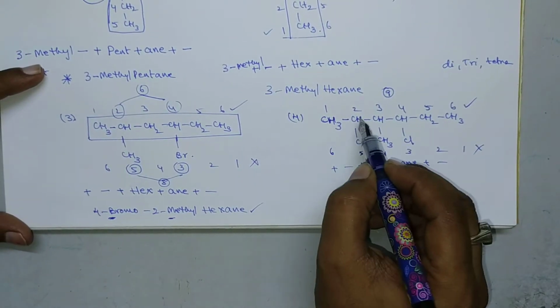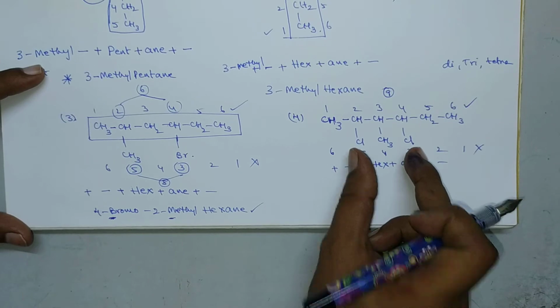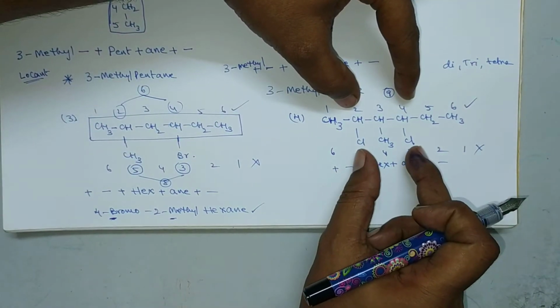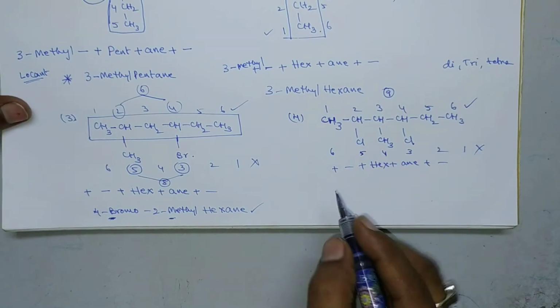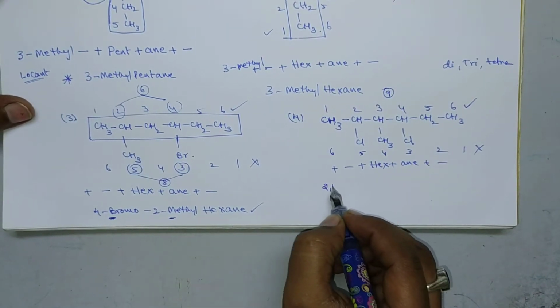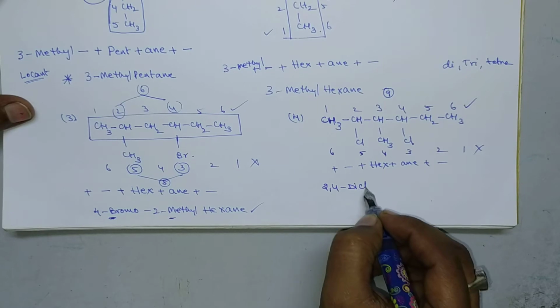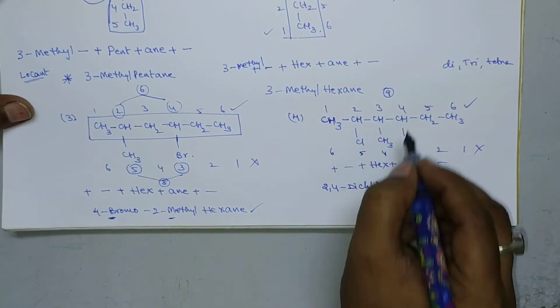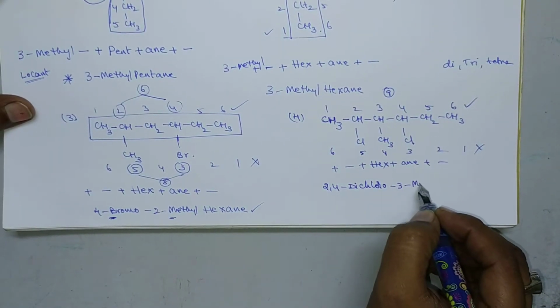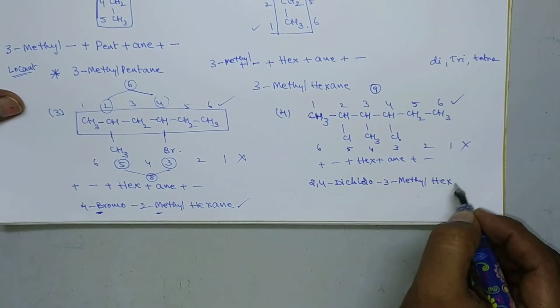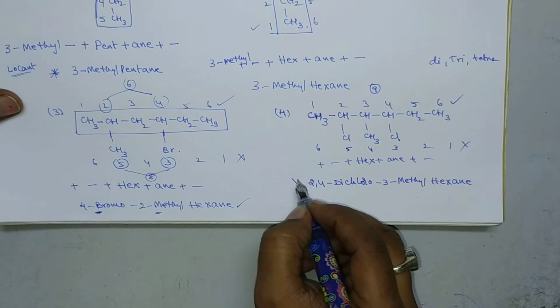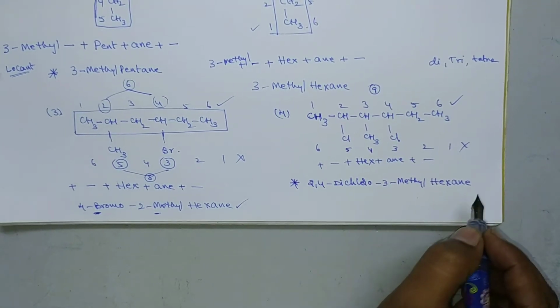So what is the number? 2,4-dichloro. We can write it as dichloro, and methyl at the third position. So we can write it as 2,4-dichloro and 3-methyl hexane. So the total name is 2,4-dichloro 3-methyl hexane.